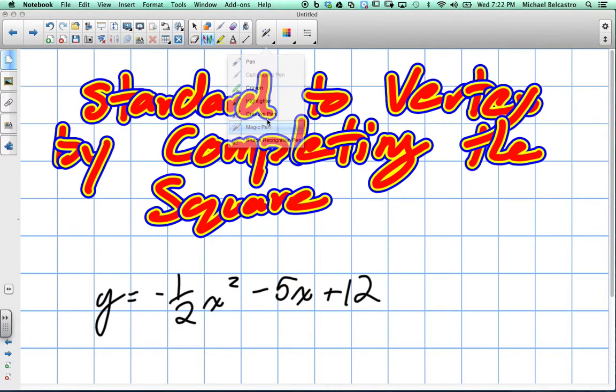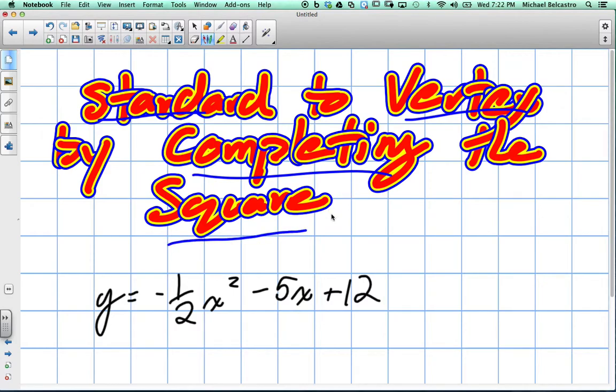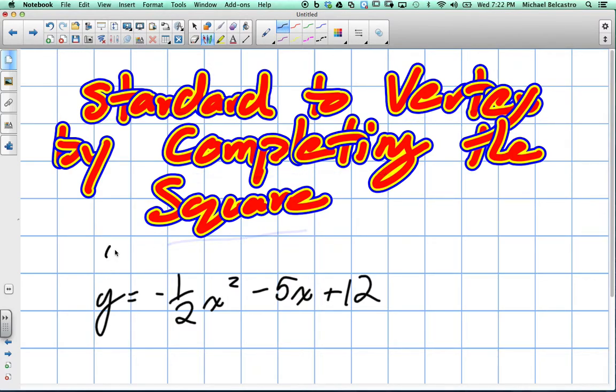Okay, we're going to go from standard to vertex form by what's called completing the square. It's one of the processes and is the most popular one taught in high school math. First, we have to define our standard and vertex form, and we're talking about quadratics.